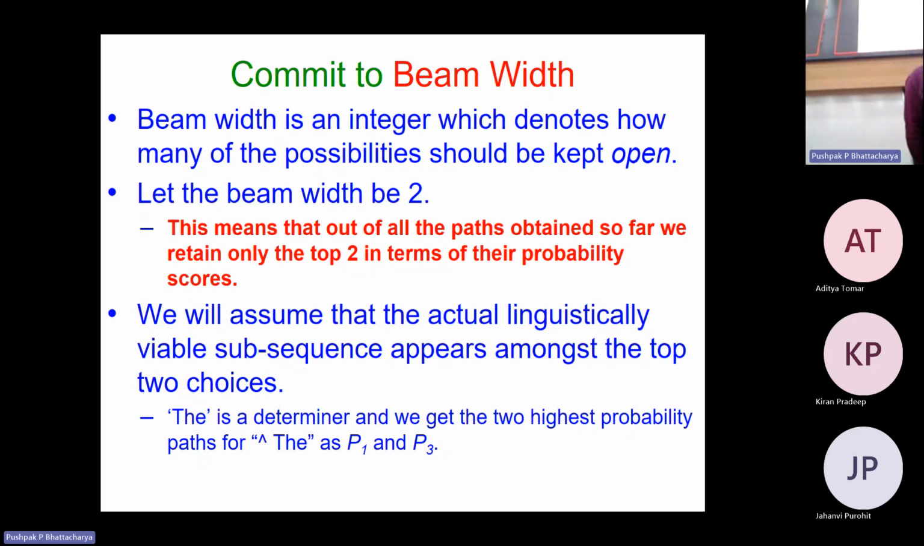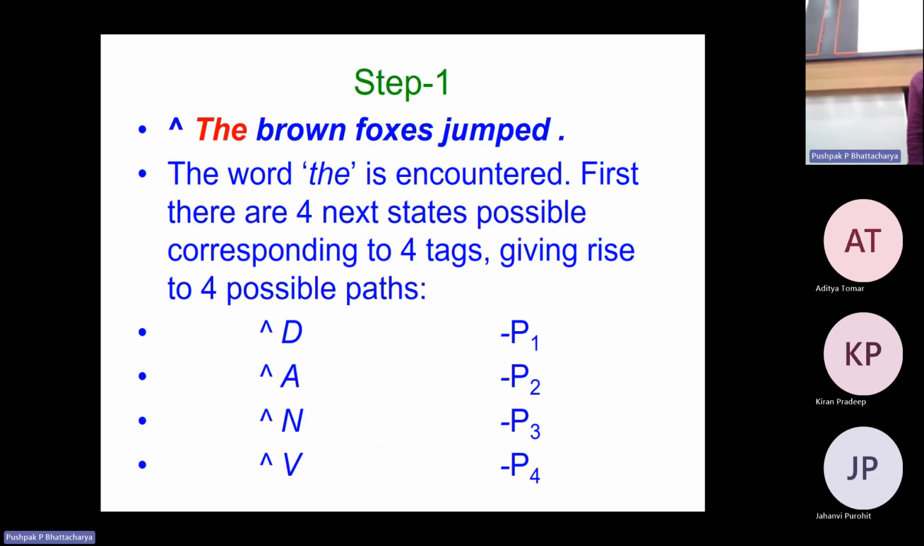So the first word is the determiner, and we get the two highest probability paths for "the" as P1 and P3. What is P1 and P3? P1 is hat D and P3 is hat N. In the last class, we understood that "the" can be a noun also. In the sentence, "the" is an article. Here, "the" is a noun. So please begin thinking while the discussion is going on. Please keep thinking, how will the probability of this partial path be computed?